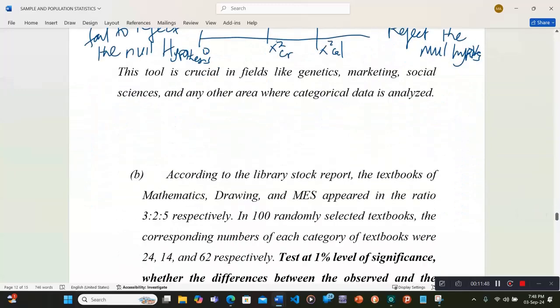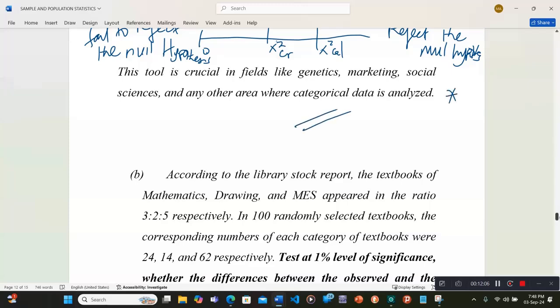So this tool, the chi-square statistic, or the chi-square itself, is crucial in fields like genetics, marketing, social sciences, and any other area where categorical data is analyzed.